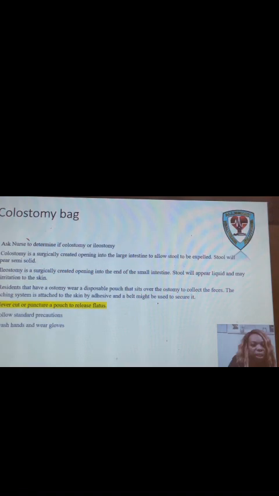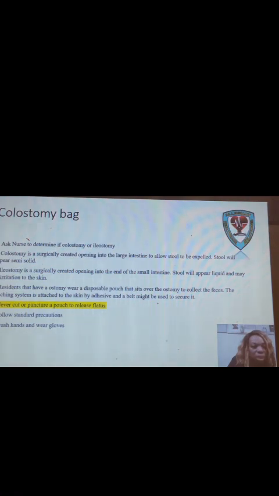Then you have your ileostomy. It is a surgical opening created into the end of the small intestines. In an ileostomy, stool will appear liquid, and it could irritate the skin. Residents that have a colostomy or ileostomy have an ostomy, and they wear a disposable pouch that sits over the ostomy to collect the feces.